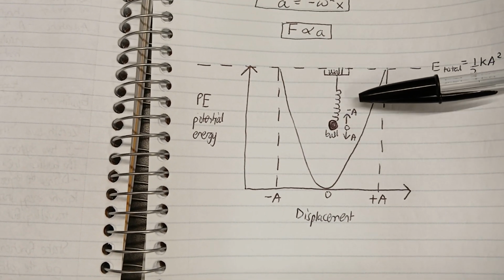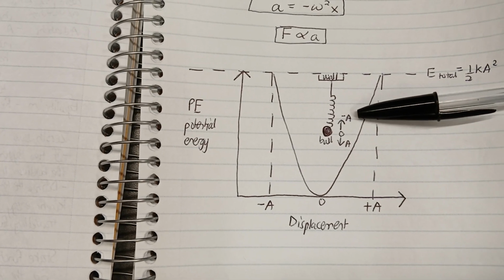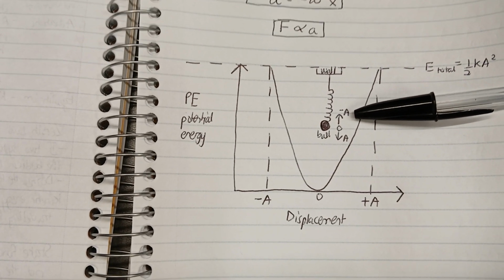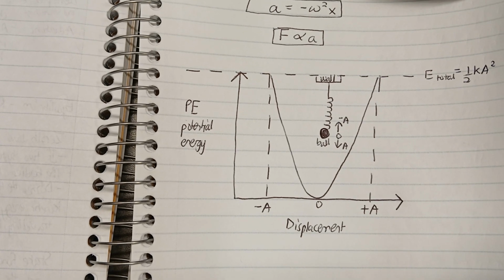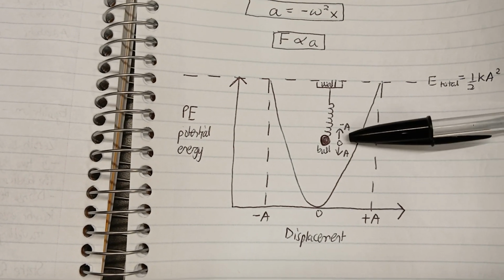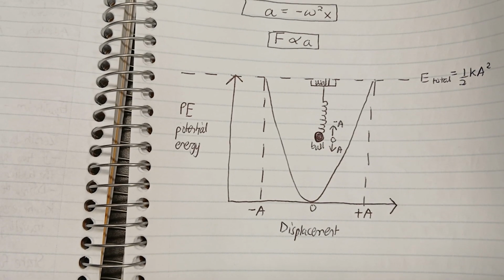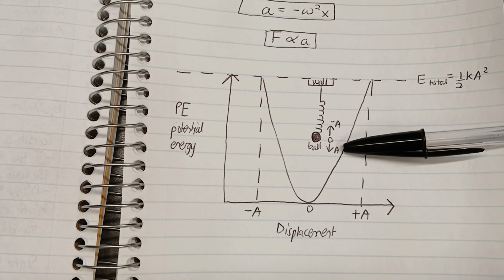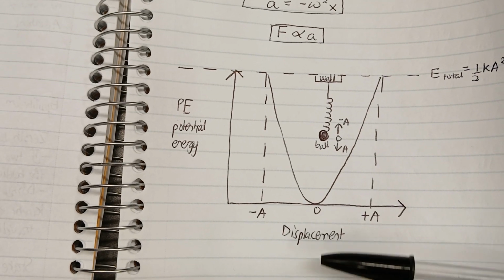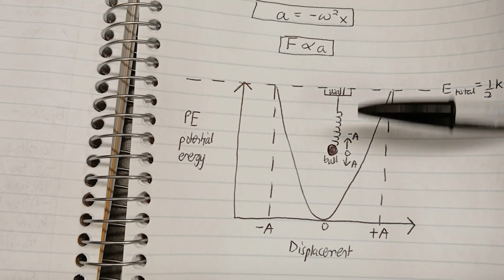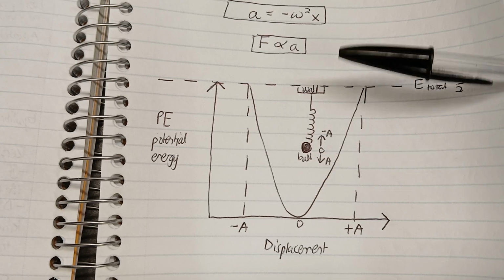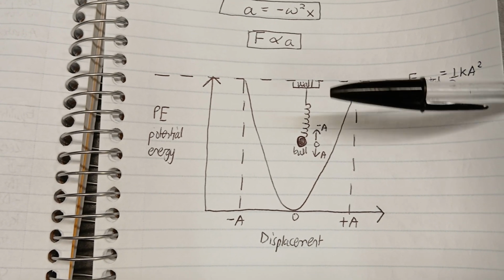I represented this as negative A, maybe for example, when it becomes shorter, and then it's positive A when it becomes longer. So elongation, constriction, elongation, constriction. And so there's this simple harmonic motion that comes into play.